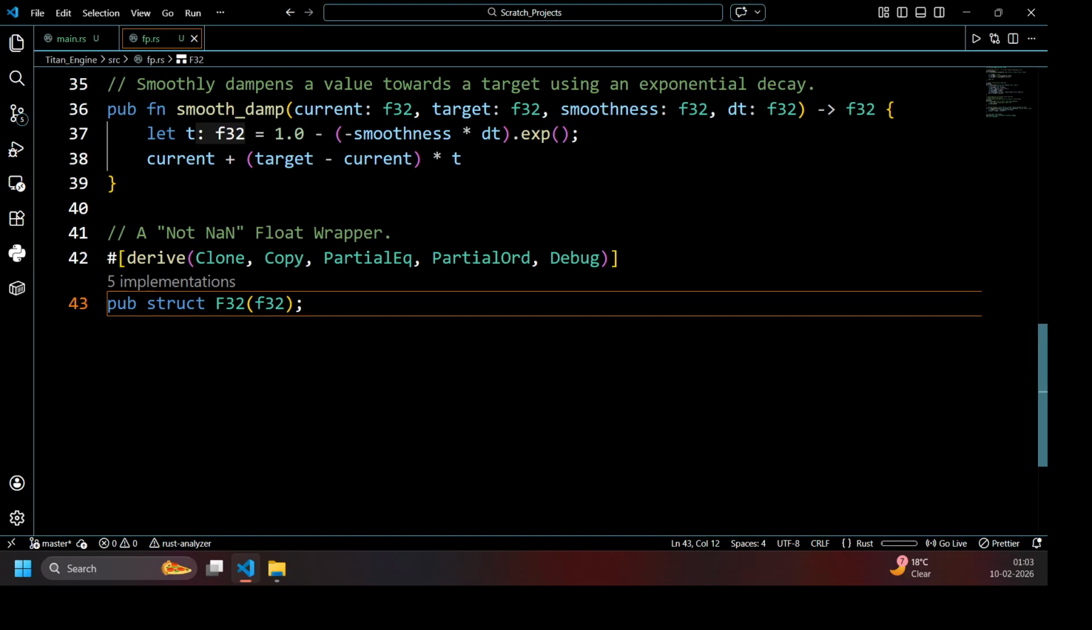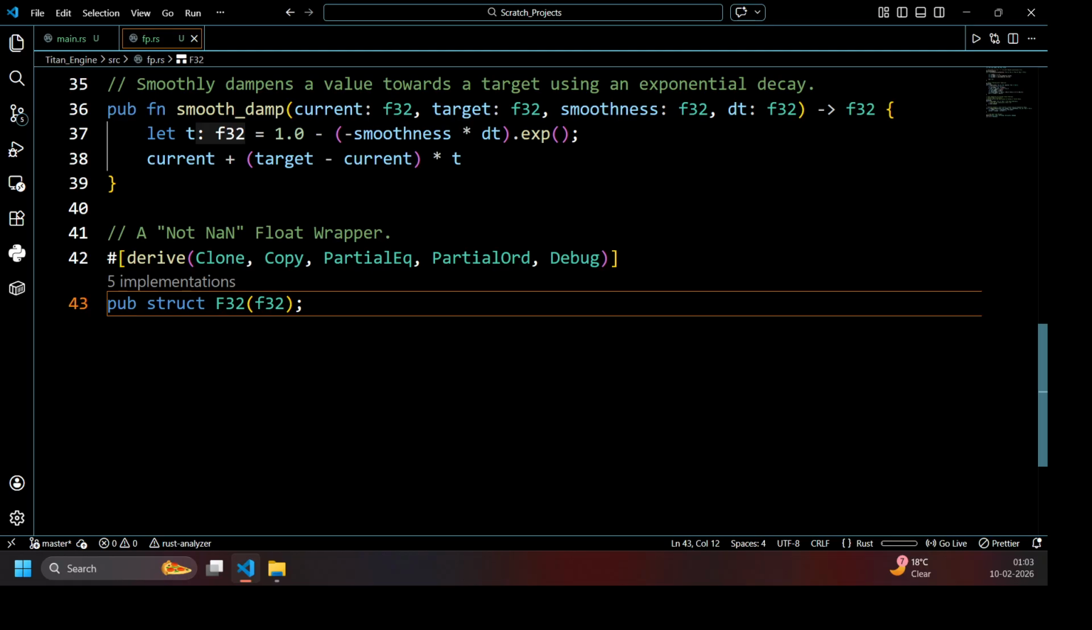Measure the option F32. And that's the key. The entire secret is in the return type, option F32. It doesn't return F32 directly. It returns an option, meaning it can either return some F32 or it can return none. The constructor can say no. Walk me through the logic.